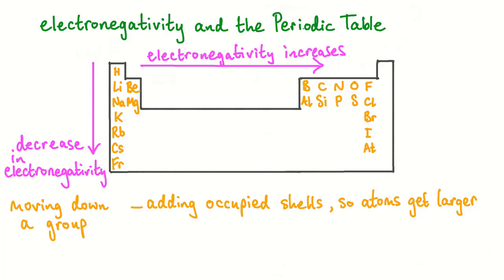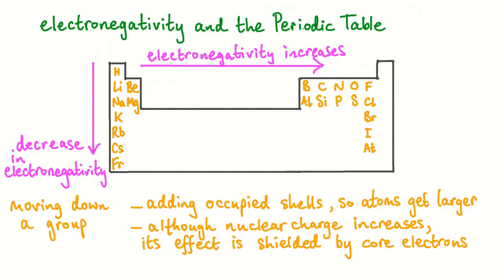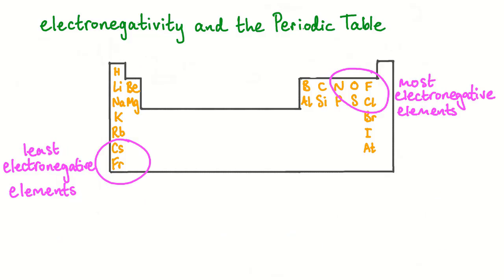This is because we are adding occupied shells and the atomic radii, or the size of the atoms, are getting larger. Although the nuclear charge is increasing as we move down the group, its effect is shielded by the core electrons. These factors combined explain why electronegativity decreases as you move down a group. So on a map of the periodic table, the least electronegative elements are found on the lower left corner and the most electronegative elements on the upper right corner.